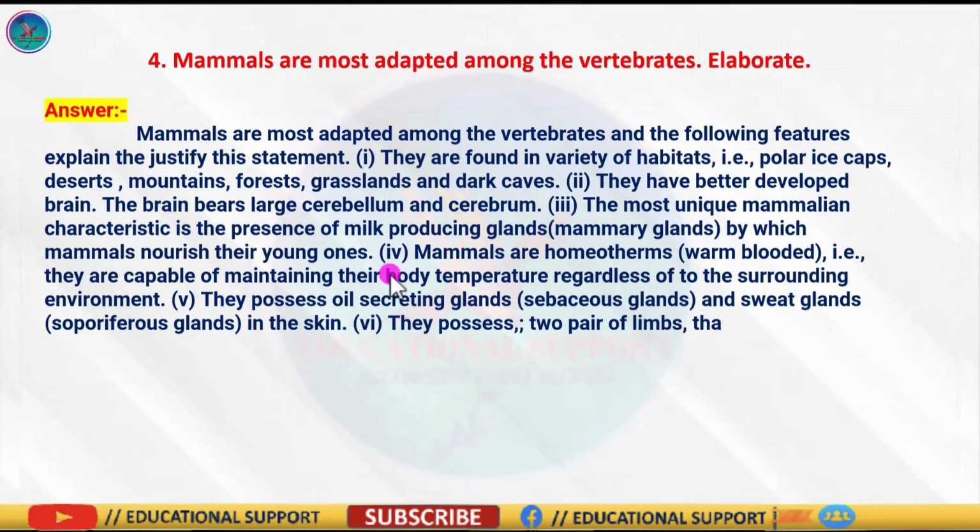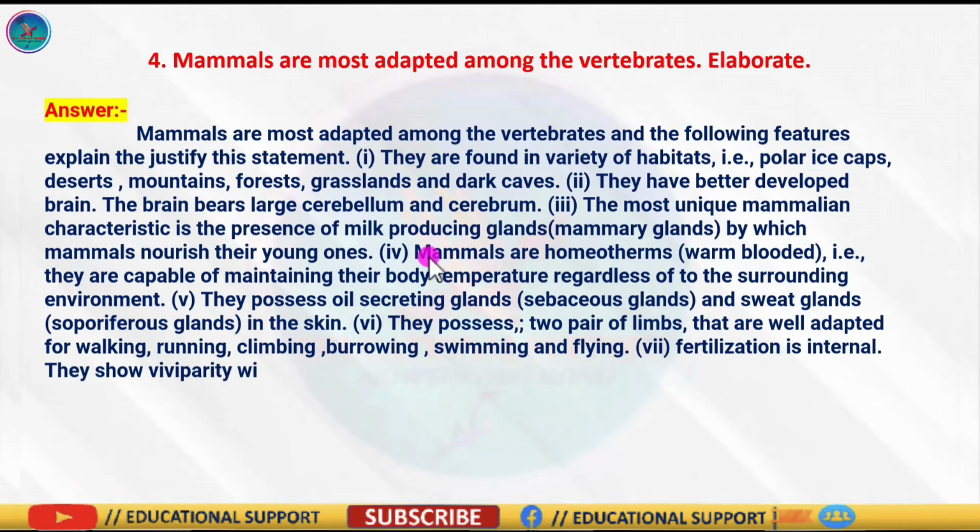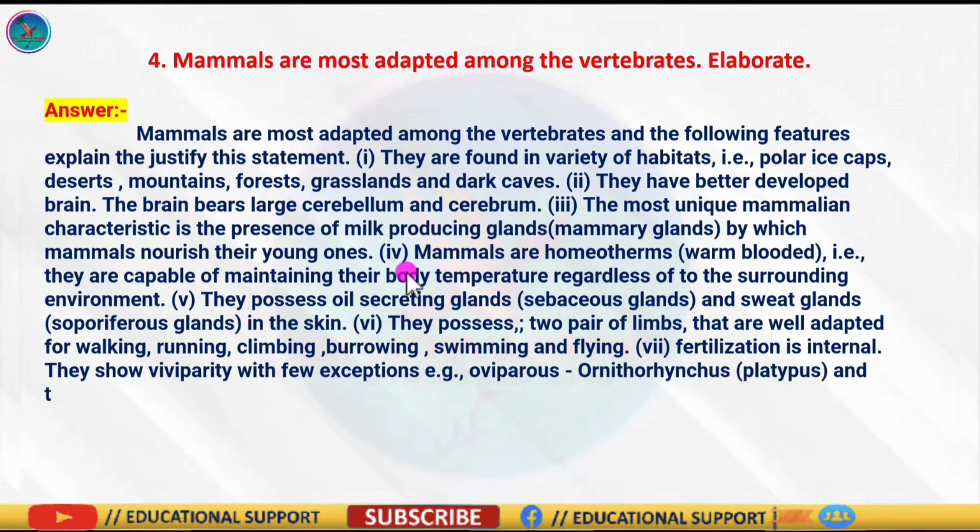So external ears help in catching sound waves in an efficient way. A 4-chambered heart facilitates double circulation, which is very efficient compared to single circulation. Most of the mammals are viviparous. They feed their young due to the presence of mammary glands, you know that.